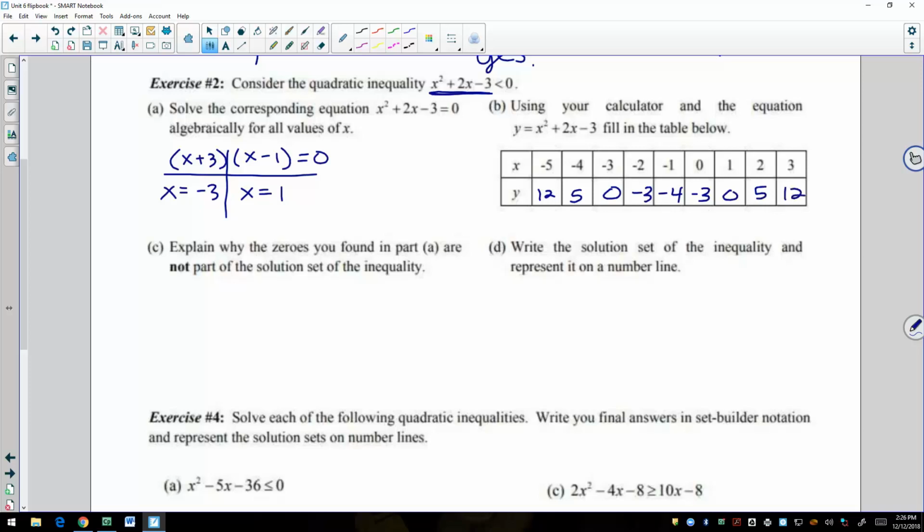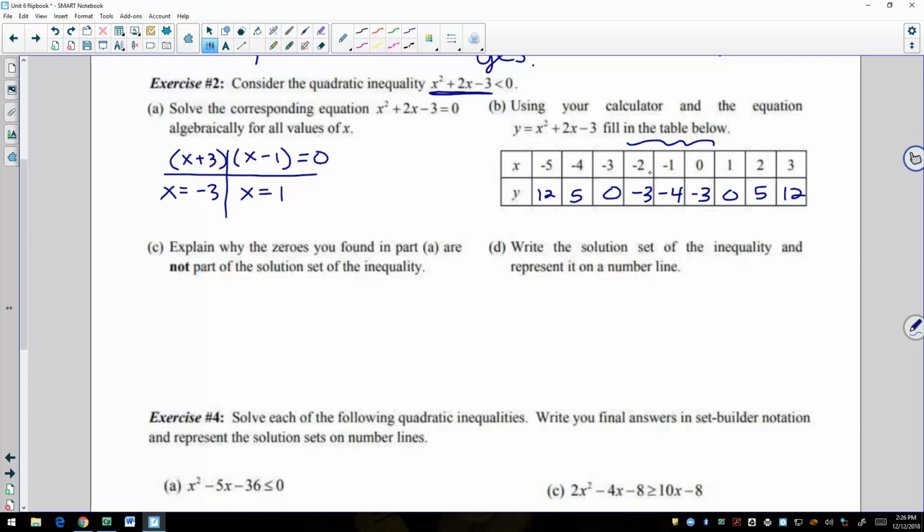So now let's look at our y values. We want to know when we will get numbers that are less than 0. Less than 0 are negatives. So that would be these guys right here, correct?